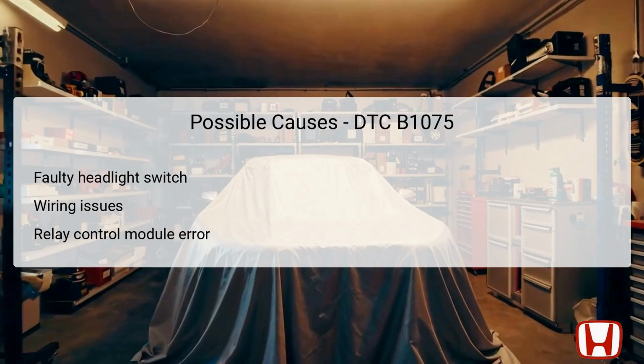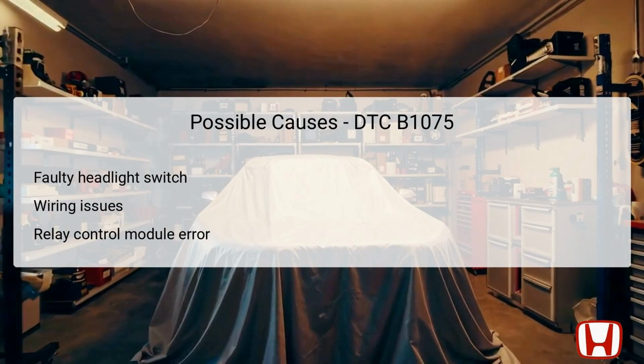The causes of DTC B1075 can be attributed to several factors. A faulty headlight switch is often the primary suspect. This switch can wear out over time, leading to poor electrical connections or internal failures. Wiring issues may also be present, such as open circuits or high resistance in the wiring harness that connects the switch to the vehicle's electrical system.